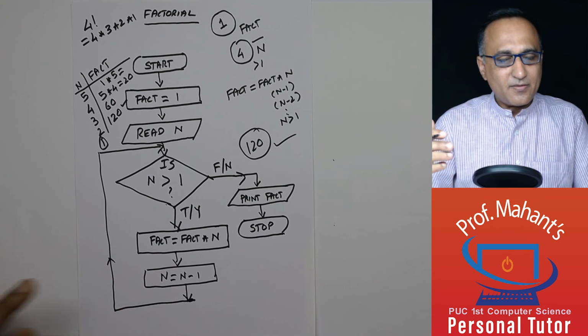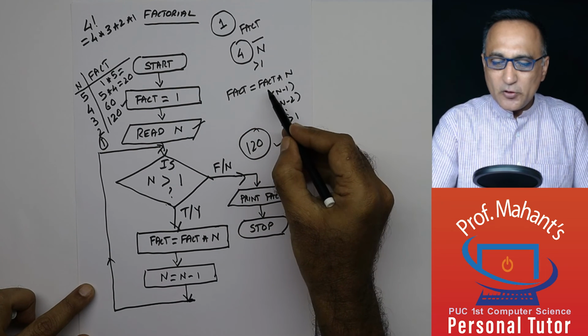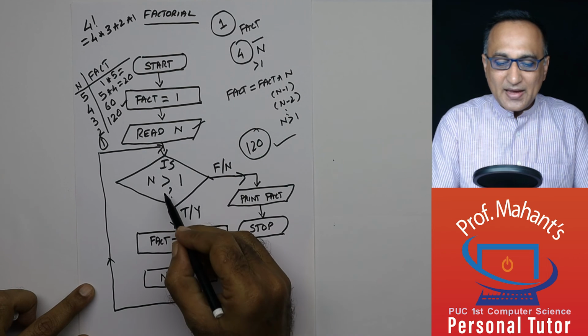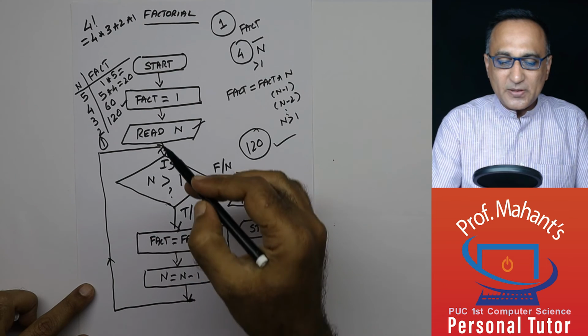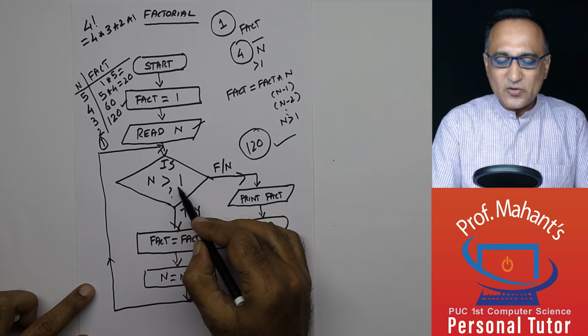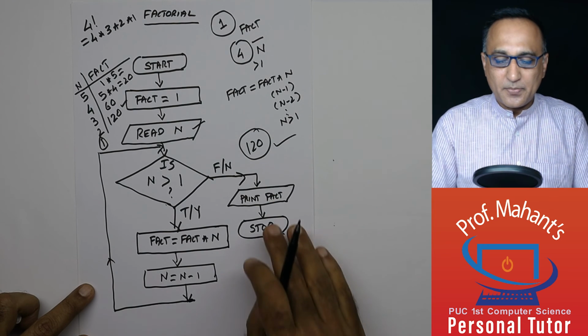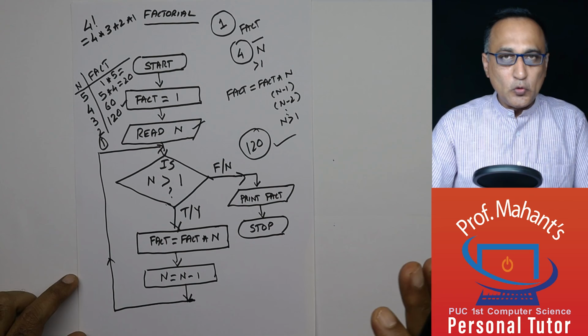So again, what is the input required? I require a number. What do I need to do? I need to multiply fact with 1 less than this number every time, as long as the number is greater than 1. So how long should I keep multiplying fact with n? As long as the value of n is greater than 1. And then I should come out and print the factorial. So if you understand this, you're good to go.